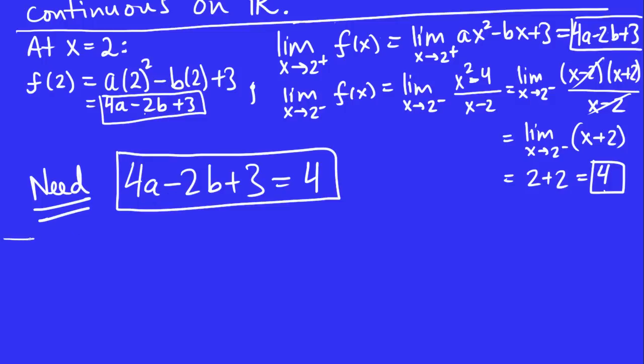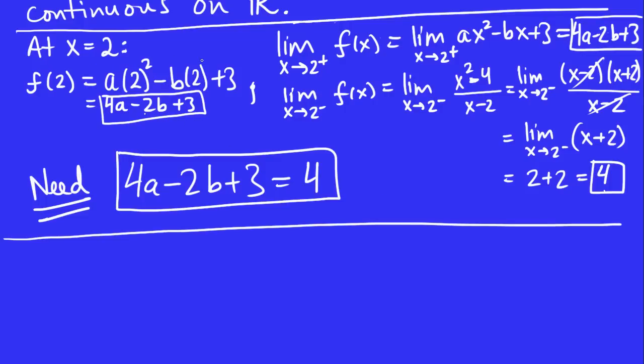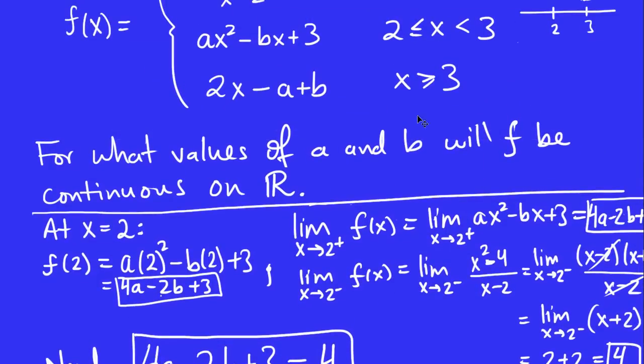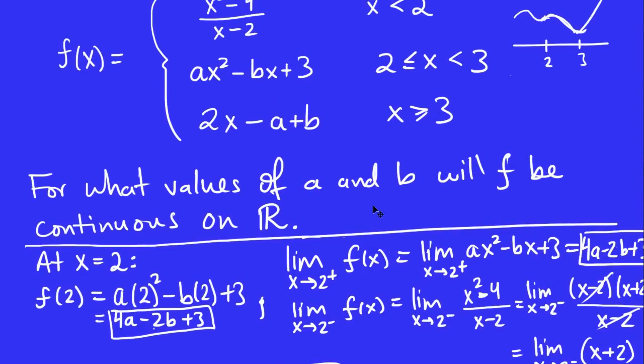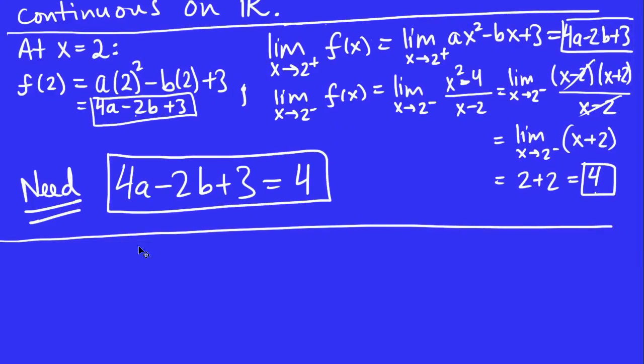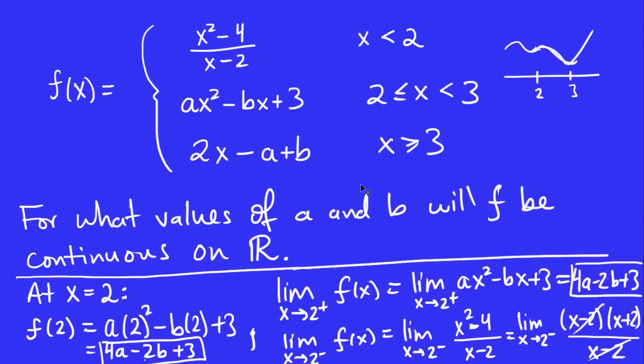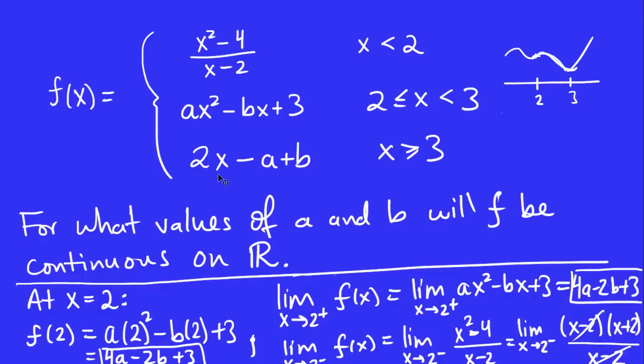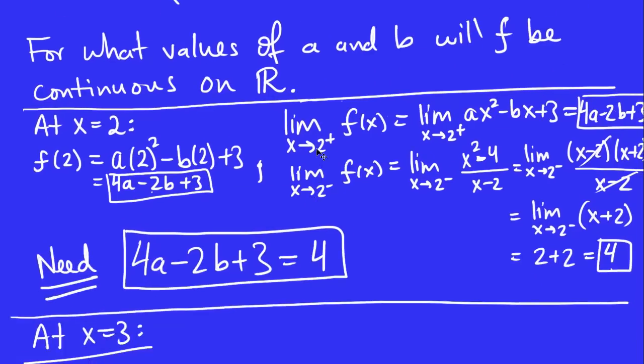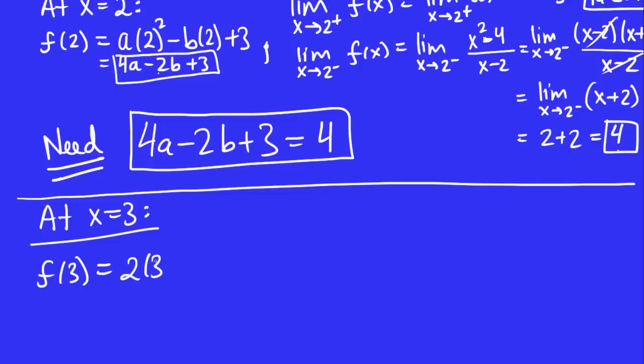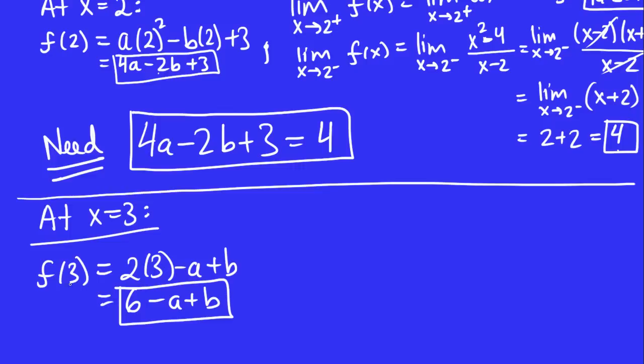So I think what we should do is the same kind of analysis, but this time at the other transition point, namely x equals 3. So we're going to do the same kind of thing now, except at x equals 3. First of all, what is f of 3? Let's see. For f of 3, I'm going to be using the bottom option. So it's going to be 2 times 3 minus a plus b, which is the same thing as 6 minus a plus b. All right, so that's the value at 3.